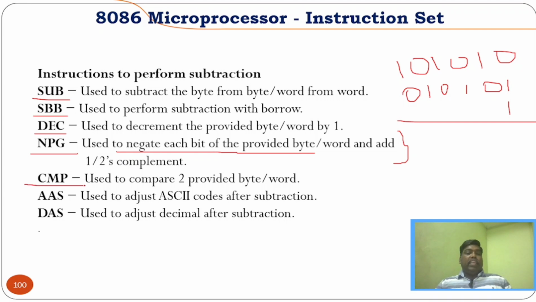And CMP is nothing but the compare operation, where the compare instruction will compare 2 bytes. It can be a source and a destination, or any 2 bytes that can be compared. And AAS, similar to AAA and DAS, is ASCII adjust after subtraction, and DAS is decimal adjust after subtraction, right?